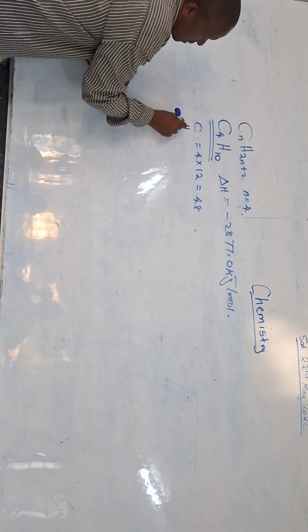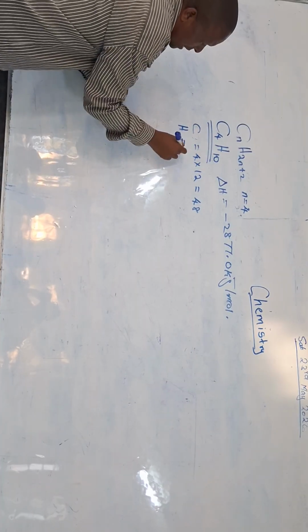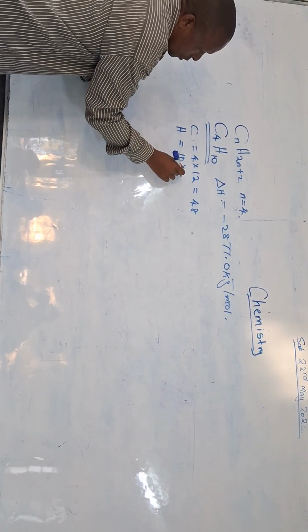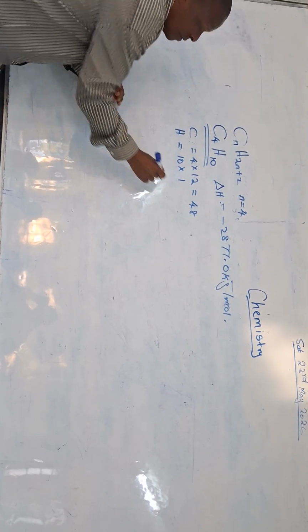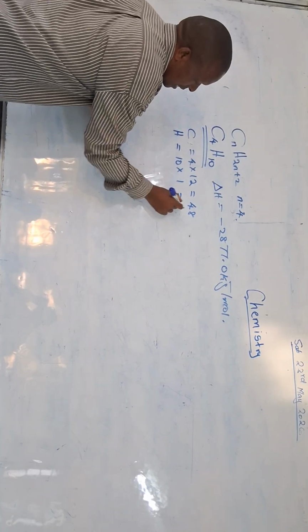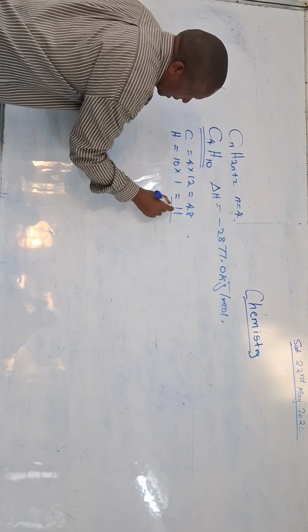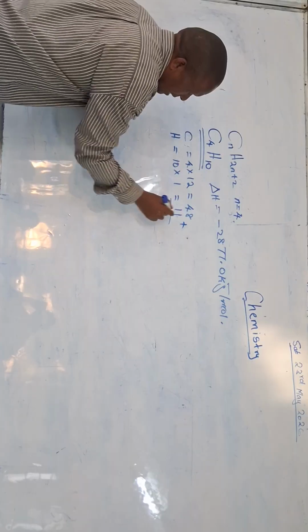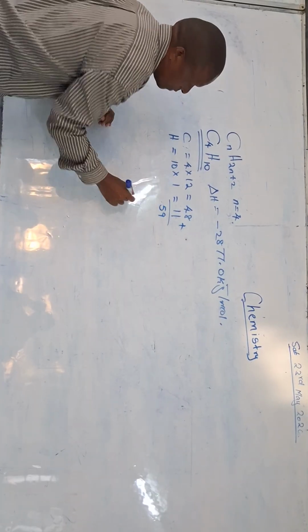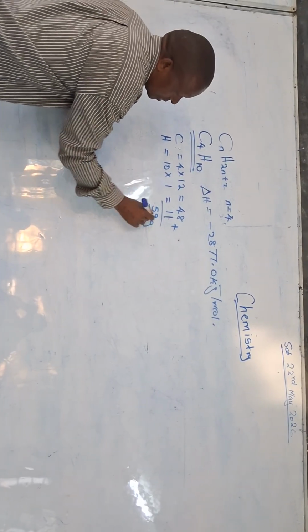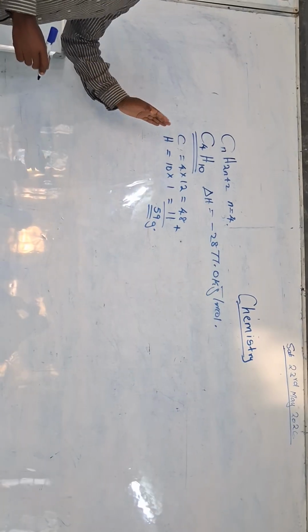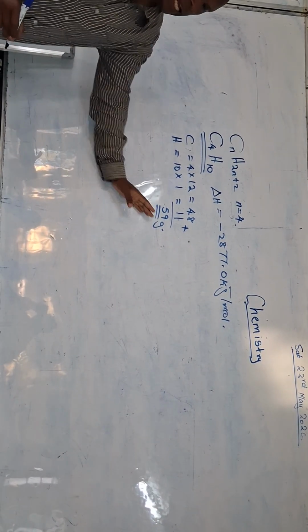We move to hydrogen. How many atoms of hydrogen? There are 10. Times relative atomic mass, which is what? 1. What do you get? You get 10. Now the total mass is 48 plus 10, which is going to be 58 grams. So the molar mass of butane is 58 grams.